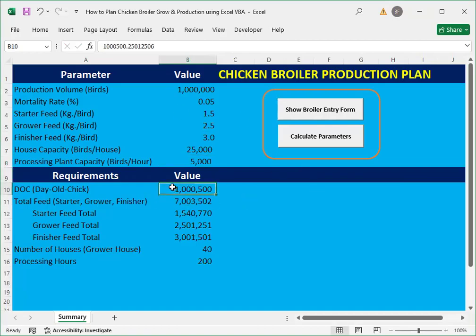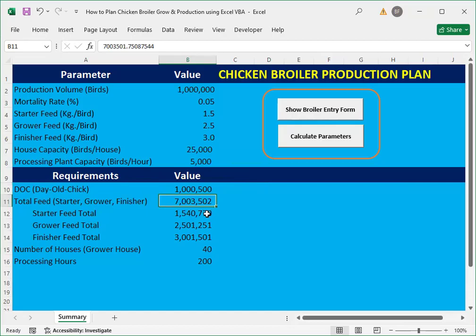All right. So in order for us to produce 1 million production birds, we need this DOC because of the mortality rate of 5%. Okay, we need DOC from the hatchery plant, the day-old chicks. We need 1,500,000. Okay, because we got mortality of 5%.